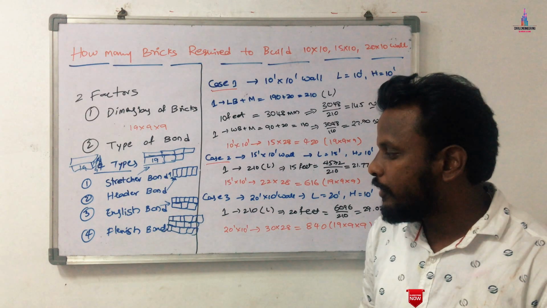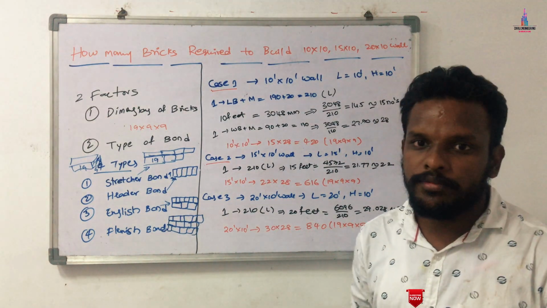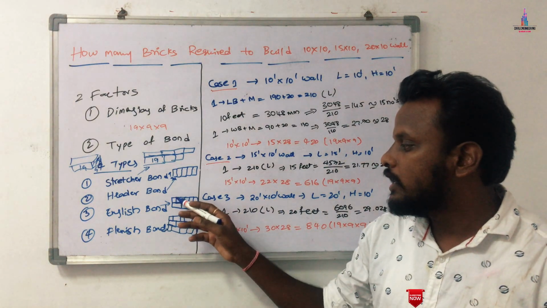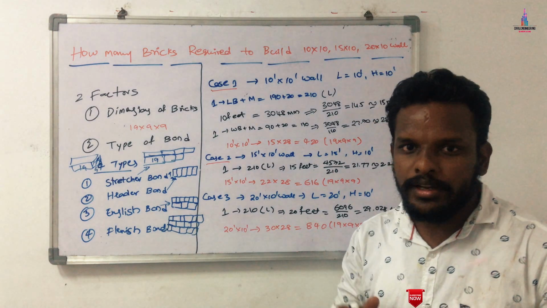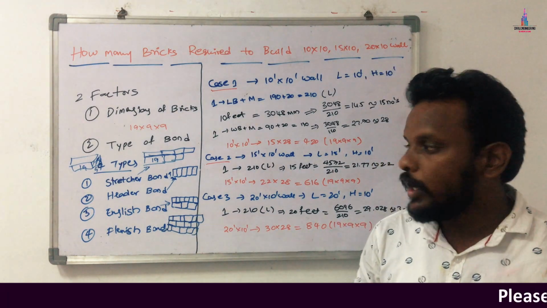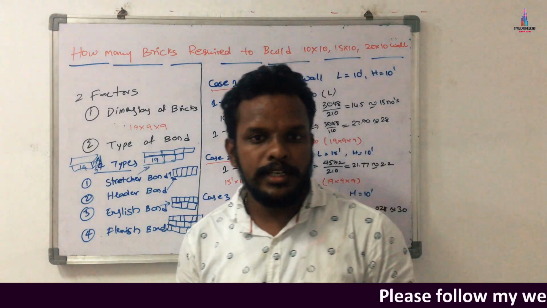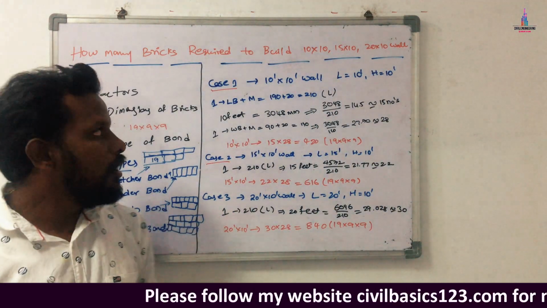If you consider the English bond and Flemish bond, they will consist of the same amount of dimensions. Why? Because in one we consider the headers at the top portion and stretchers at the bottom portion, and in the other we consider the header portion and stretcher portion side by side. So these are the two factors we need to consider before calculating the number of blocks required for the wall.